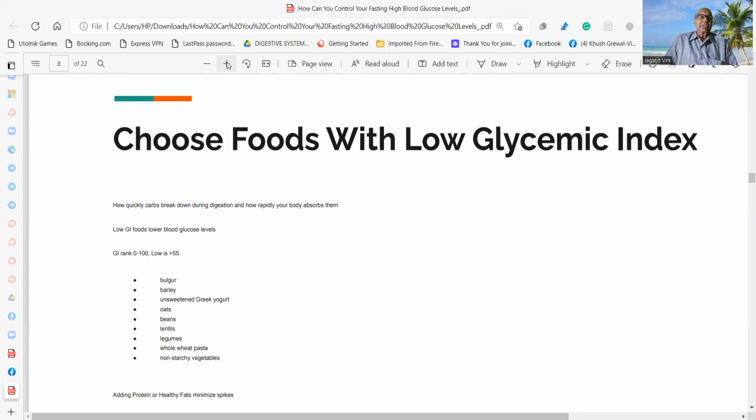Adding protein or healthy fats minimizes spikes. When you add proteins and healthy fats to your carbohydrates, that will also minimize the glycemic index, or the absorption power, of your food to give you rapid spikes of glucose. So it is very important that you always use proteins and healthy fats along with your carbohydrates.